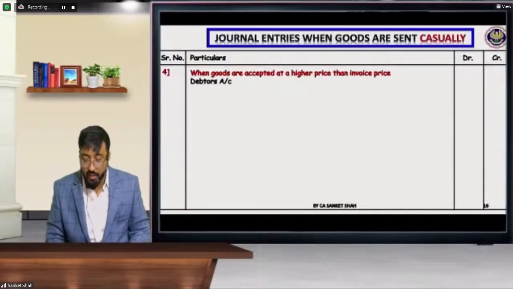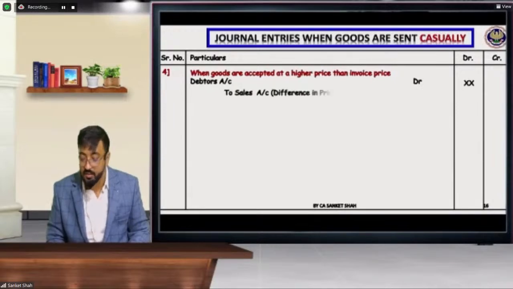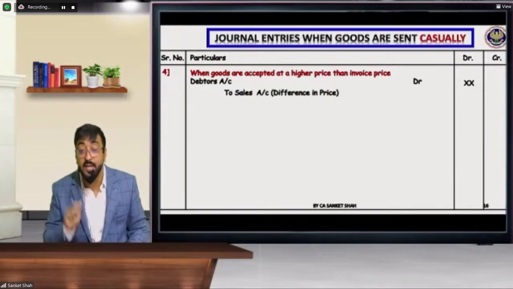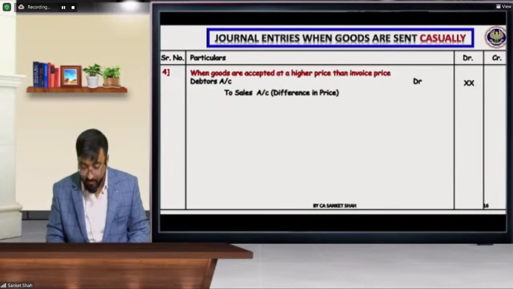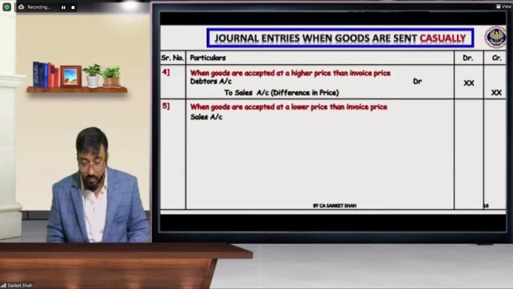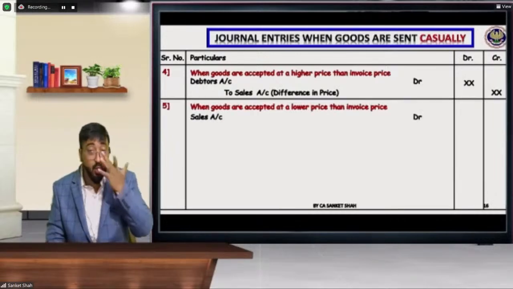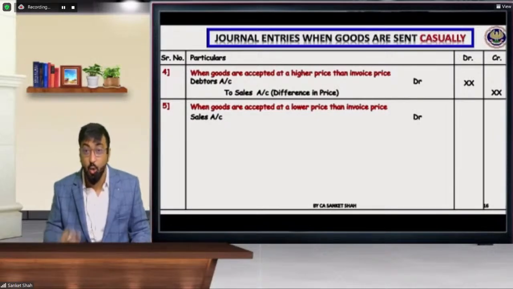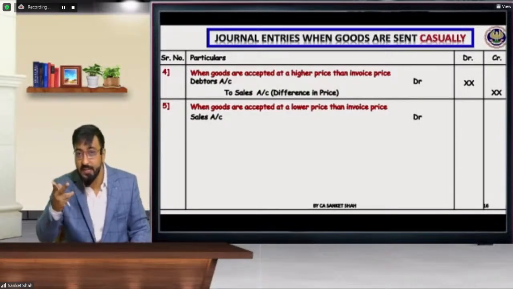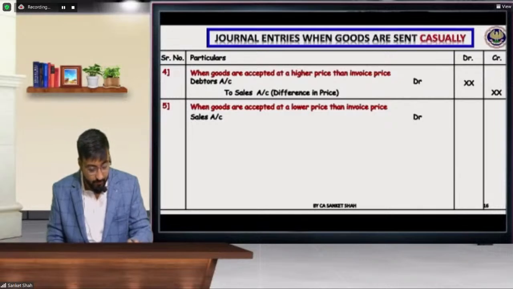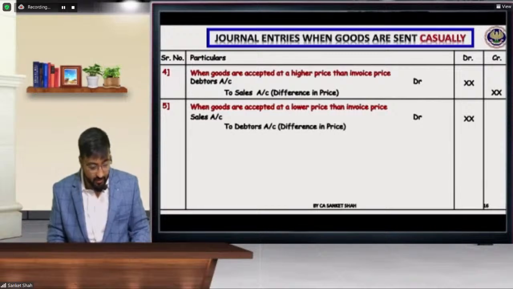So when goods are accepted at higher price, debtors account debit to sales, the difference in prices between invoice price and selling price. And when goods are accepted at lower price than the invoice price, reverse the entry: sales account debit to debtors. Yes beta, credit sales, the sales is always credit.